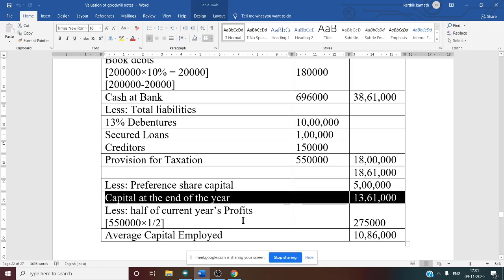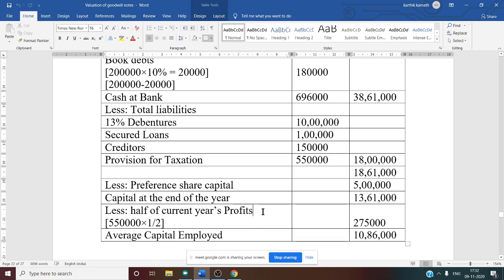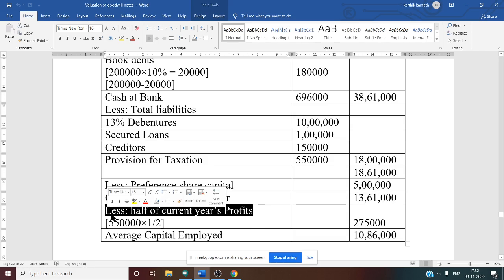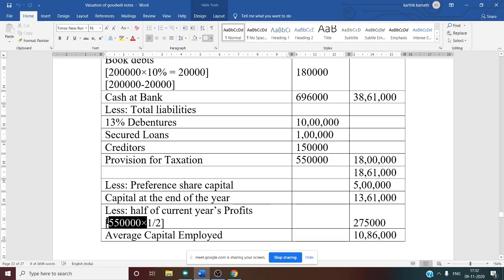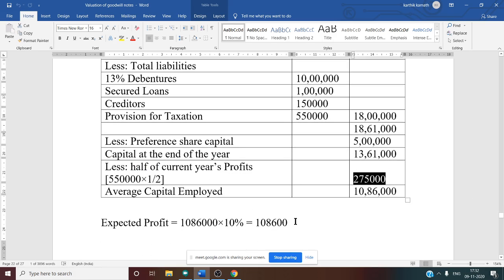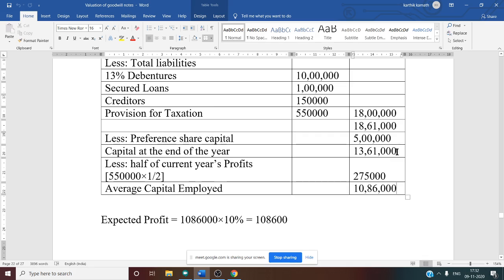Now from this we want average capital employed. So capital employed minus half of current year's profit. Current year's profit we know is nothing but actual profit. Only one profit is given, 5,50,000. So 5,50,000 into 50%, or you do 1 by 2. You will get 2,75,000, that is half of current year's profit. Average capital employed is 13,61,000 minus 2,75,000. If you do, 10,86,000 is our average capital employed.